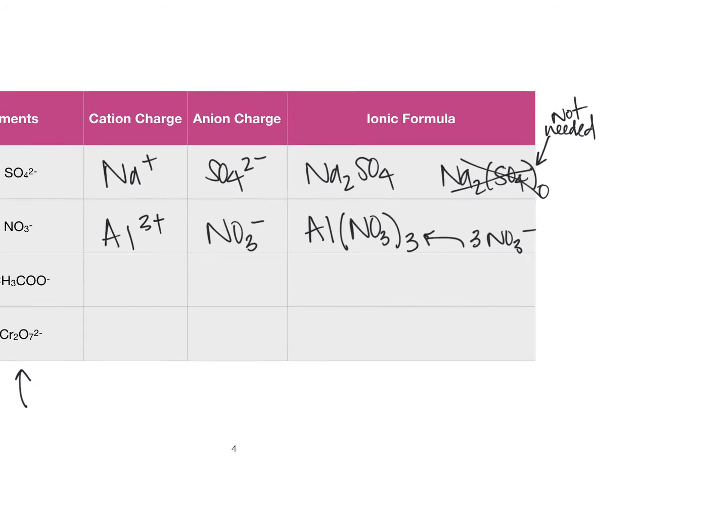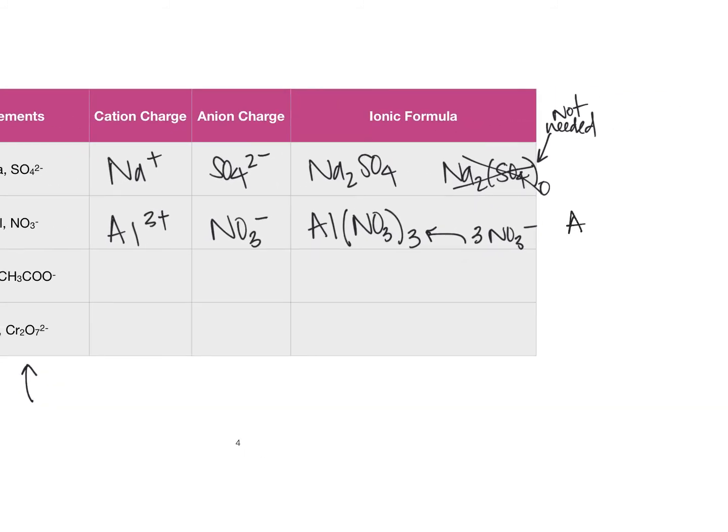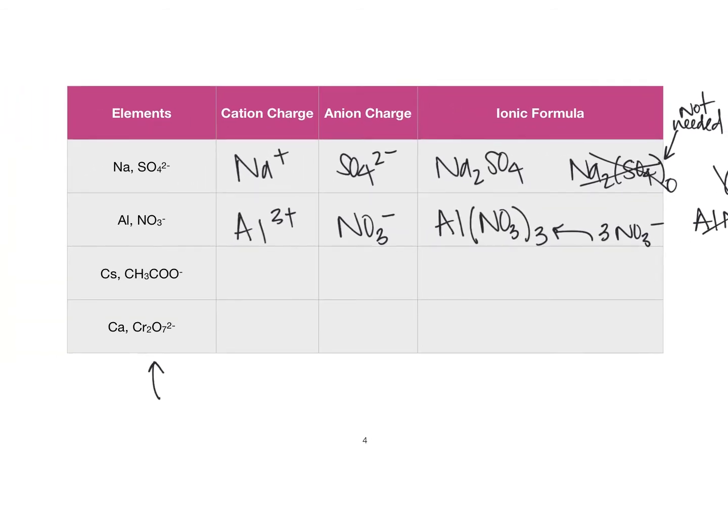We don't write, and I'll move this back in a second, AlN3O9, because this doesn't mean the same thing, where (NO3)3 means that there are 3 of this polyatomic ion. So let's slide that back.